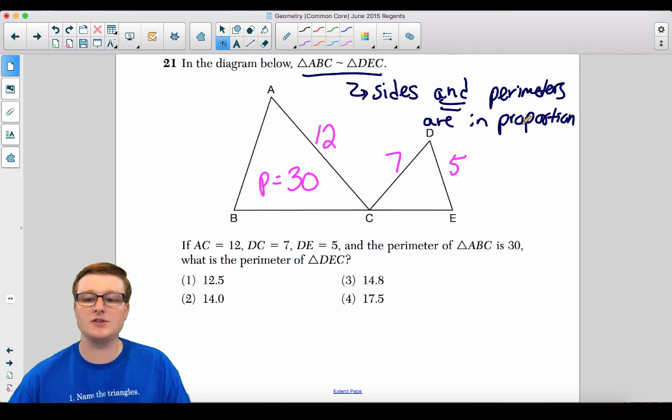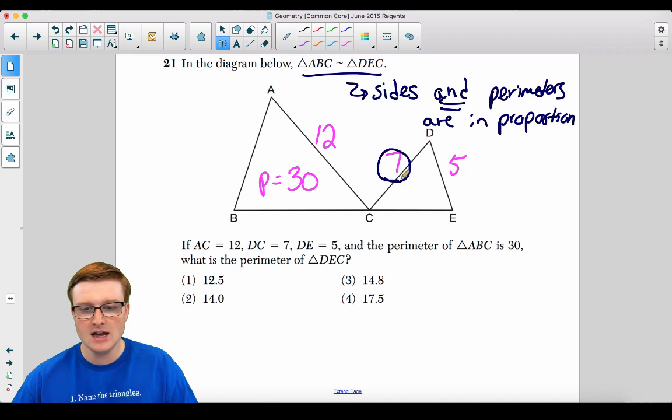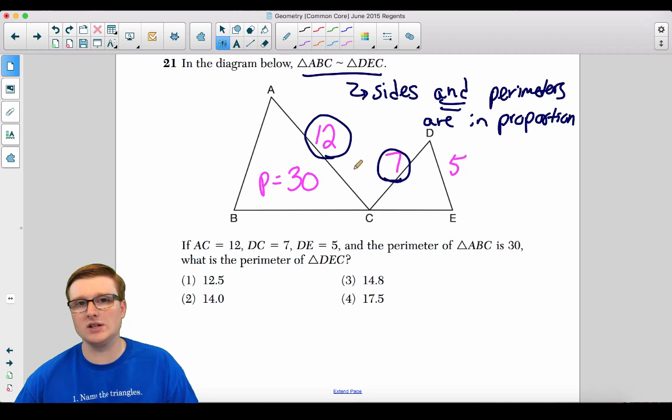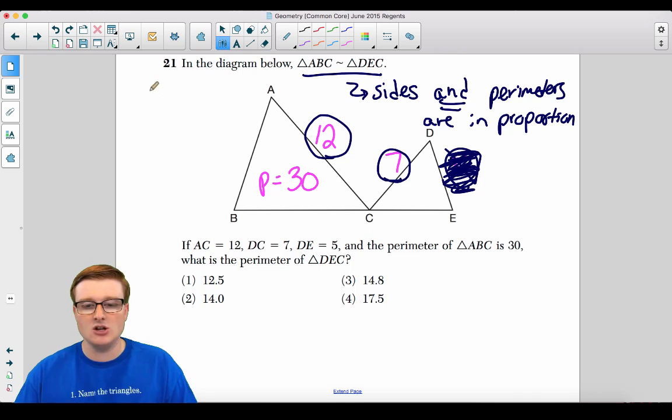So, if we know that their sides and perimeters are in proportion, we could set these two triangles in proportion. The 7 and the 12 are the ones that are in proportion. Believe it or not, you're not even going to use this 5 in this problem. It's kind of there just to screw with your head a little bit. So what we do is we're trying to find the perimeter of triangle DEC, right? It has to be in proportion.